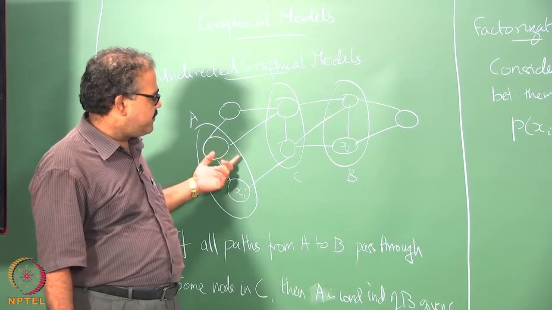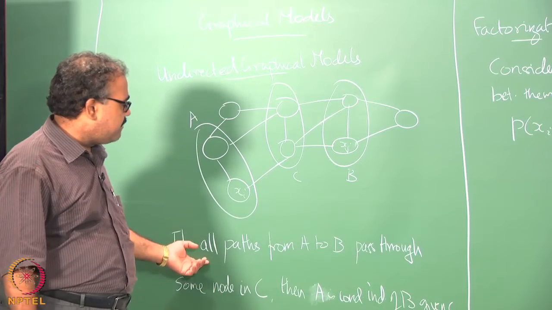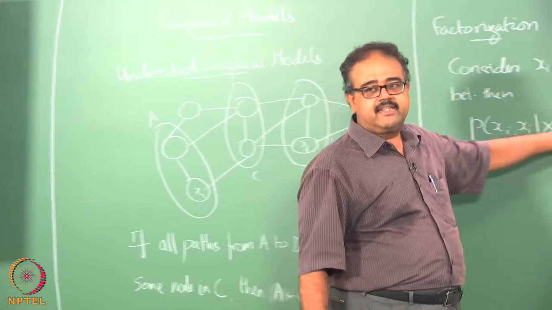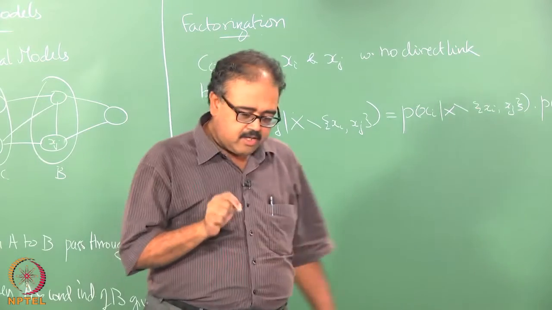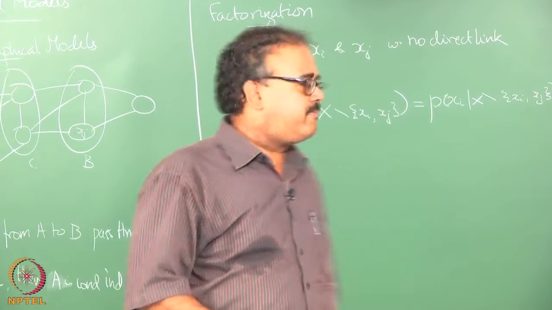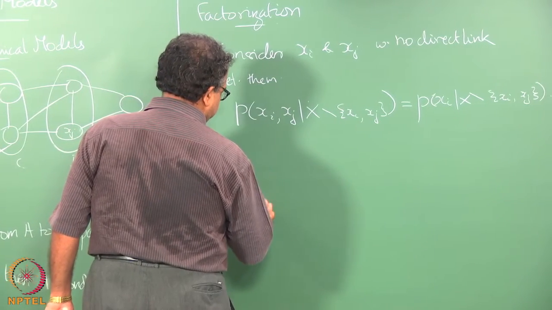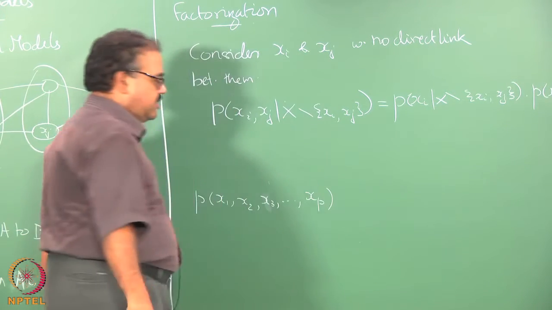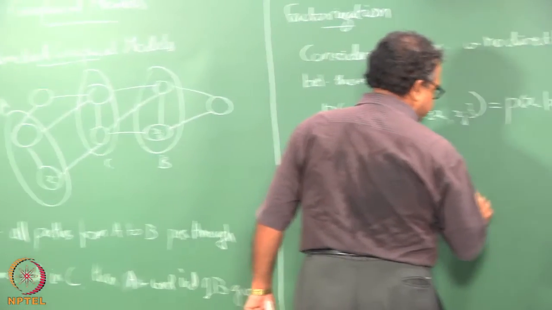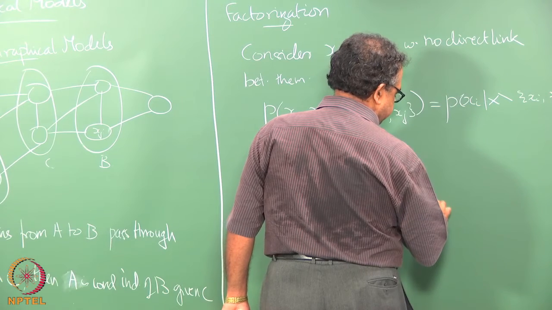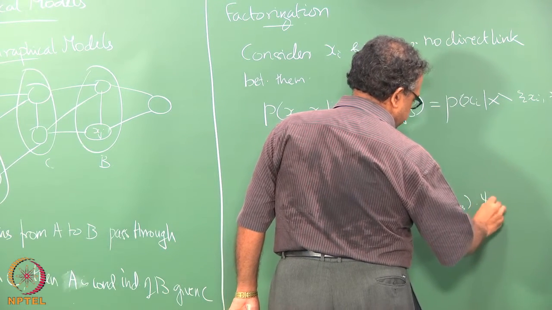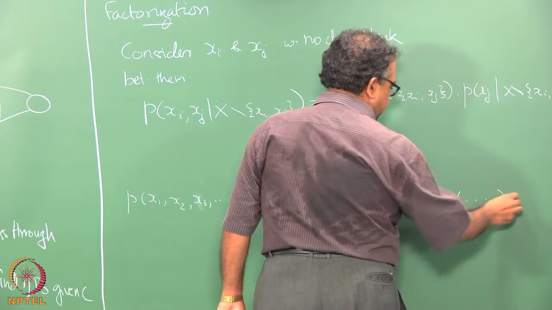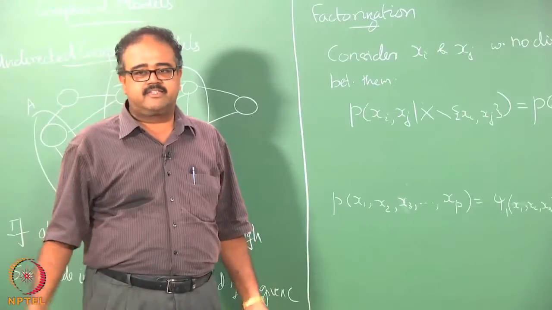The conditional independence property is: if all paths from A to B pass through C, then A is conditionally independent of B given C. Here my C is everything other than xi xj, so this has to be true. Now when I write my factorization, I am going to take this joint probability and write it as some factor 1 on some set of variables, times another factor, and so on. This is what I mean by factorization.